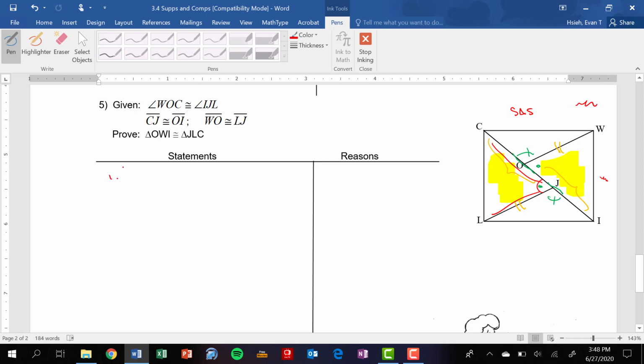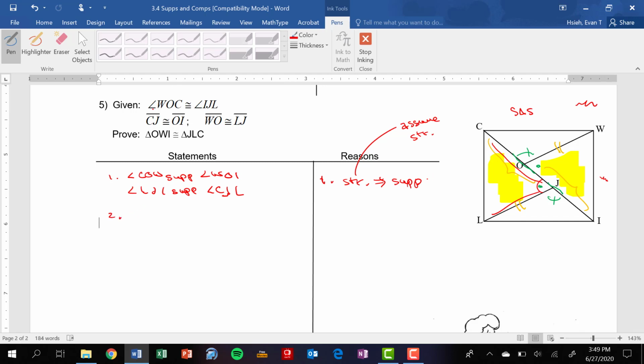Okay, step 1, and this is important. I'm going to allow you to say that angle COW is supplementary to angle WOI, and angle LJI is supplementary to angle CJL. And that's just going to be because if I have straight angles, I'm going to assume straight angles. Don't need to write a step there. Then I'm going to have angles that are sup to each other.